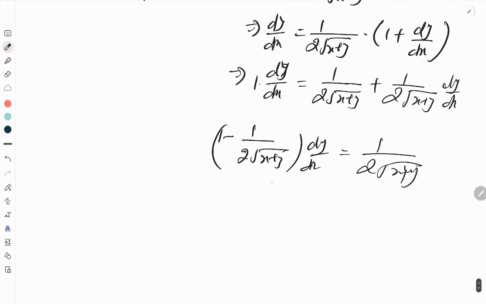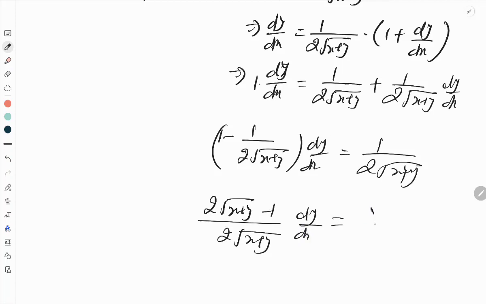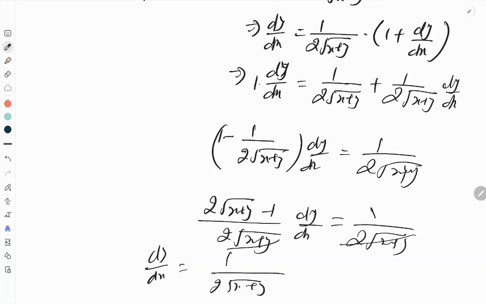Okay, dy by dx into that is equal to 1 upon 2 under root x plus y. Just multiply it: 2 under root x plus y minus 1 upon 2 under root x plus y, dy by dx is equal to 1 upon 2 under root x plus y. If you divide, the 2 under root x plus y gets cancelled. So dy by dx is 1 upon 2 under root x plus y minus 1. So this is the answer.